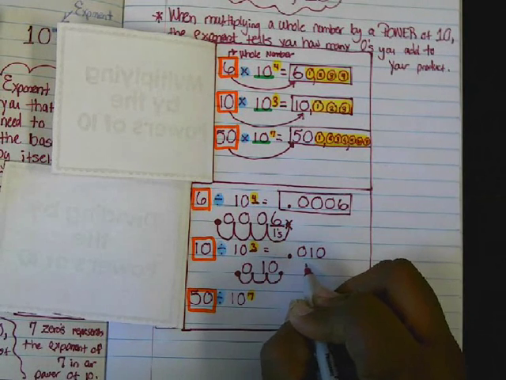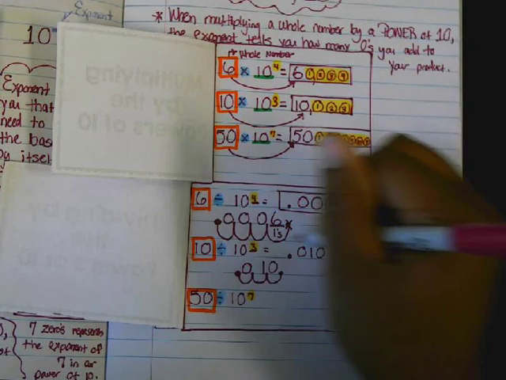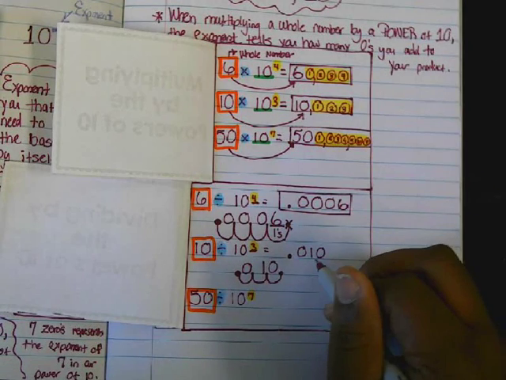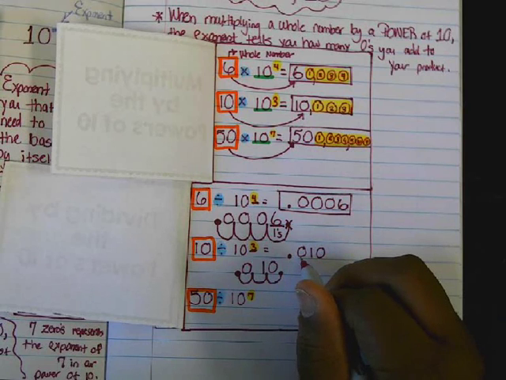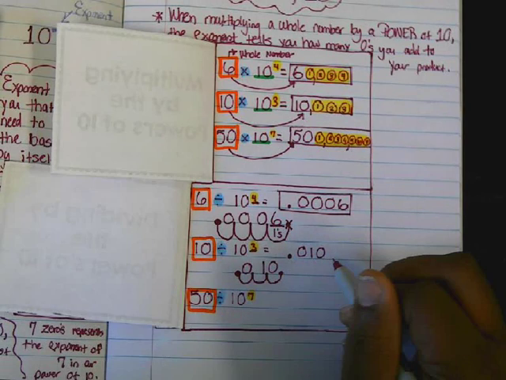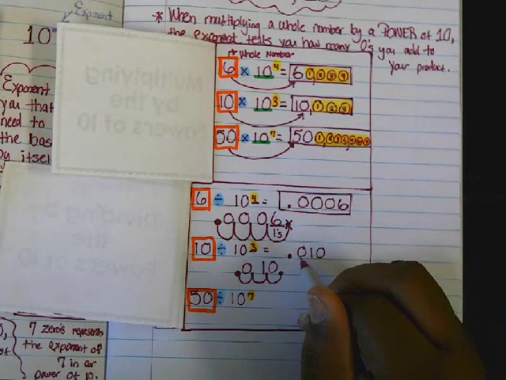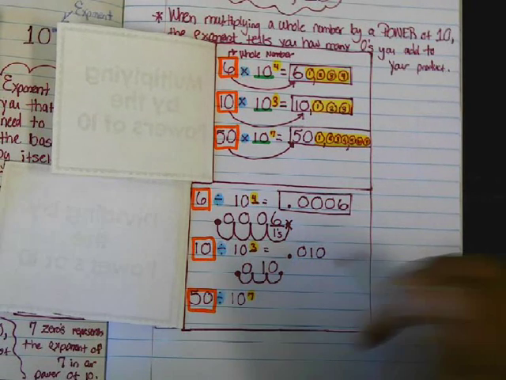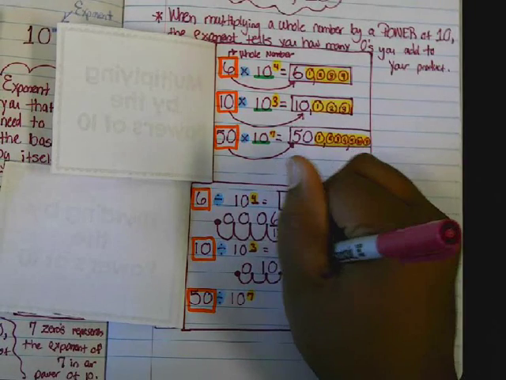So 10 divided by 10 to the 3rd power is going to be tenths, hundredths, so it's going to be 10 hundredths, or 10 thousandths, actually. Tenths, hundredths, thousandths, so it's going to be 10 thousandths. So it went from 10 to 10 thousandths.